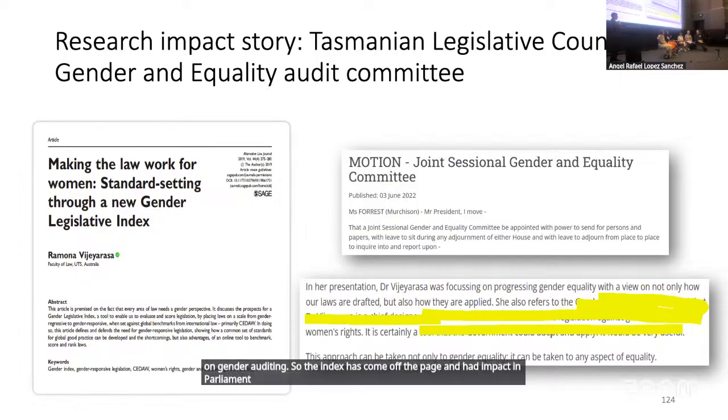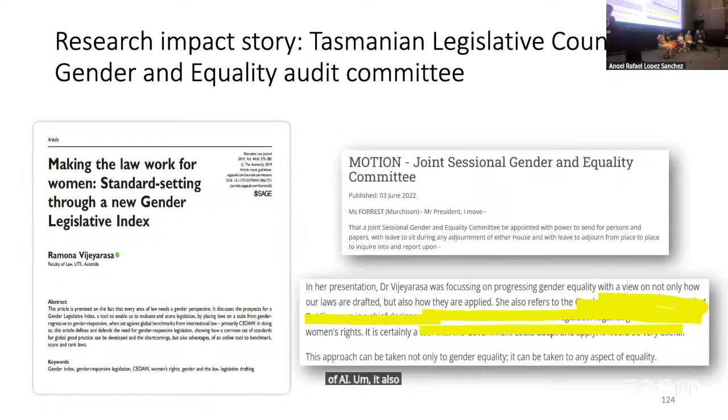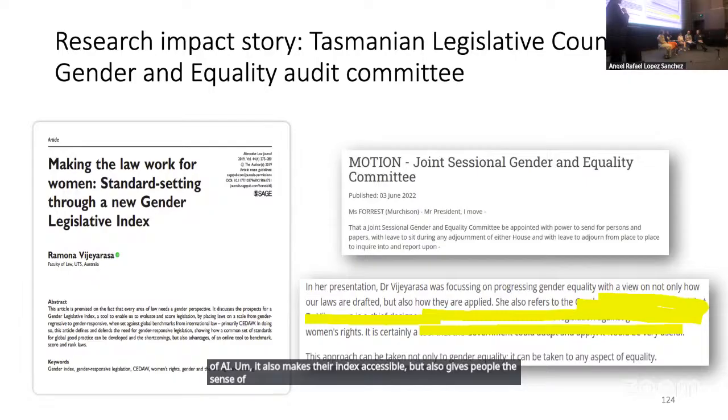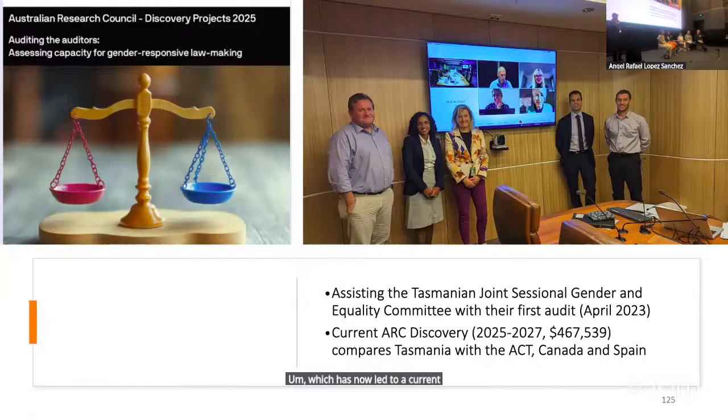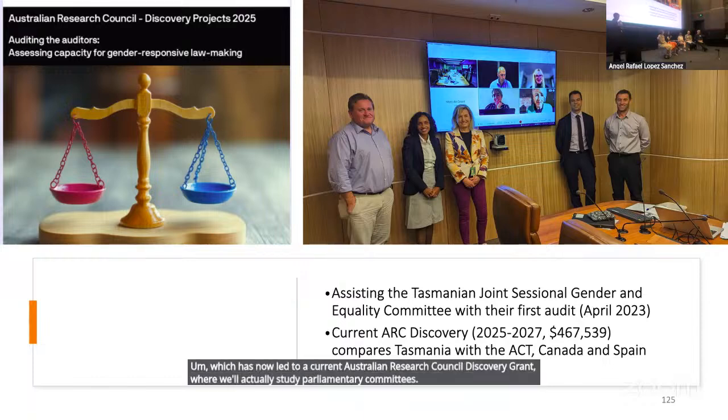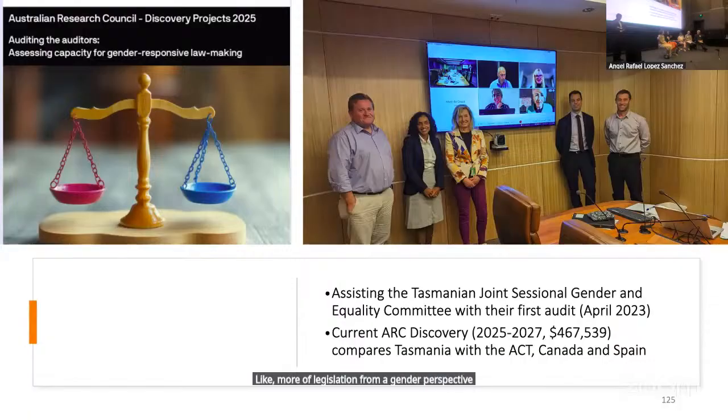And I think part of it was because of the attractiveness of AI. It also makes their index accessible, but also gives people this sense of a less biased way of evaluating. I've been to Tasmania to help the committee audit their first bill, which has now led to a current Australian Research Council Discovery Grant, where we're actually studying parliamentary committees that audit legislation from a gender perspective in Tasmania, the ACT, and comparing Canada and also Spain.